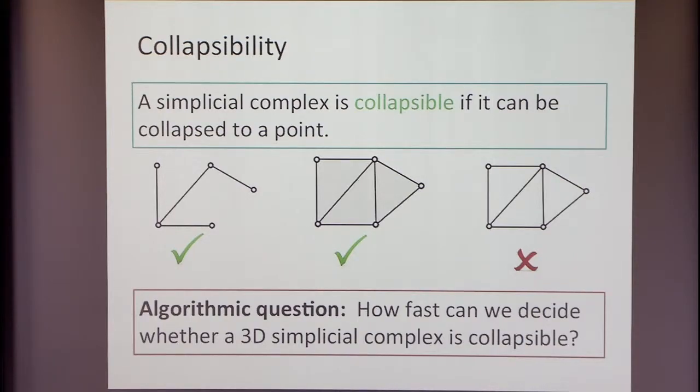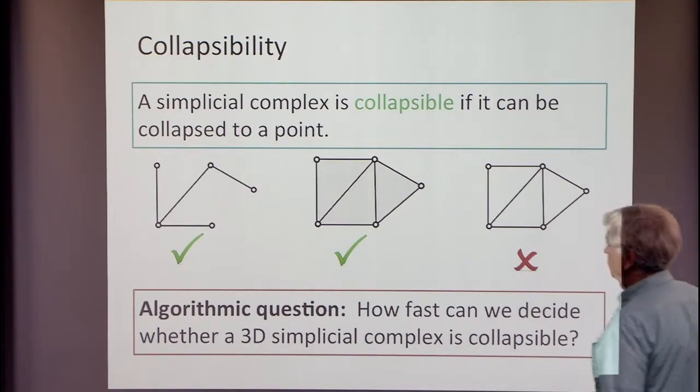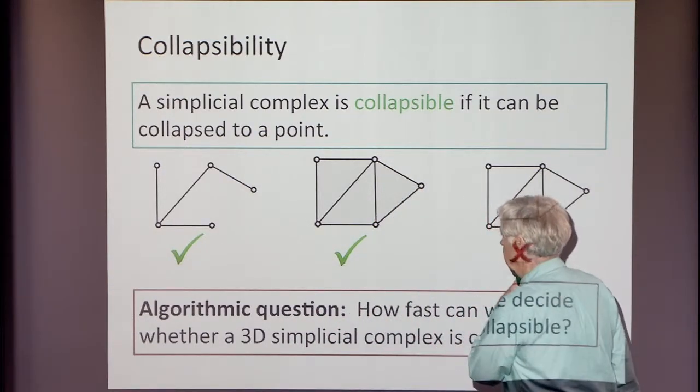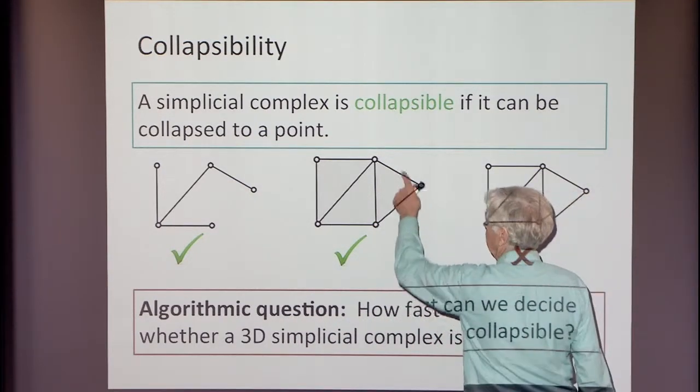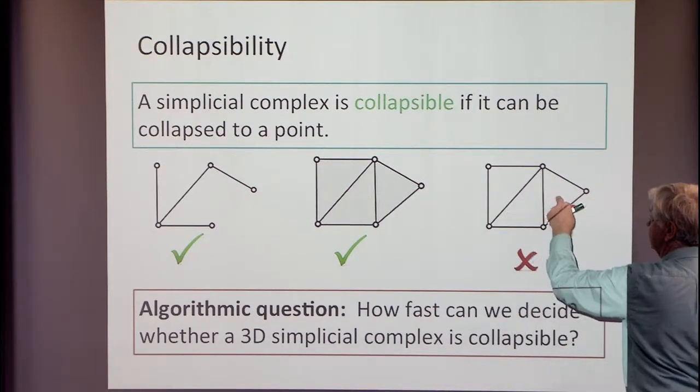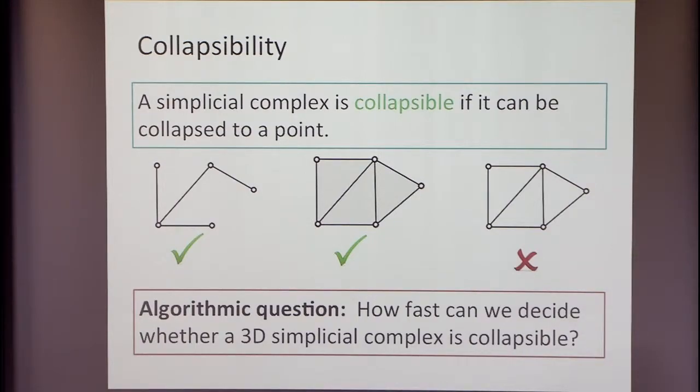Good. So there are certain kinds of things that are collapsible. In particular, this here is collapsible. It's a tree. This is also collapsible. If you check it out, you can just go through and remove them all. This is not, right? If you're missing these faces, you can't collapse this. Okay? Good.